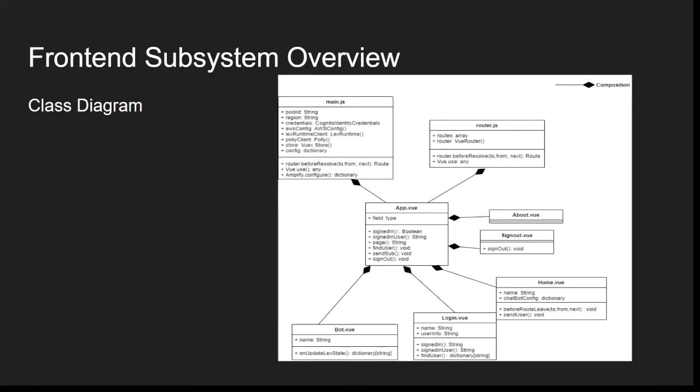In the class diagram, the main.js and app.view classes act as a model which do most of the computing and the initialization of components to be seen on the view. The routes.js class acts as a controller as it does the routing between the view and the model. The rest of the files, that include about view, sign out view, home view, login view, and bot view, act as the views as they represent the information to the end users.